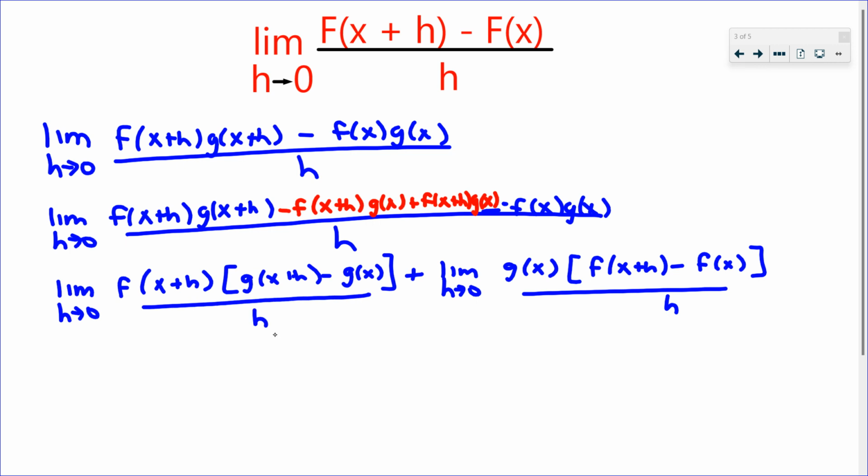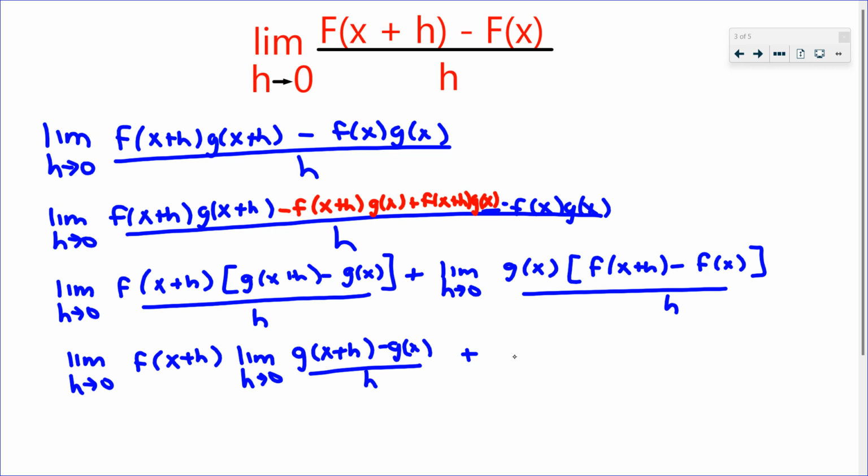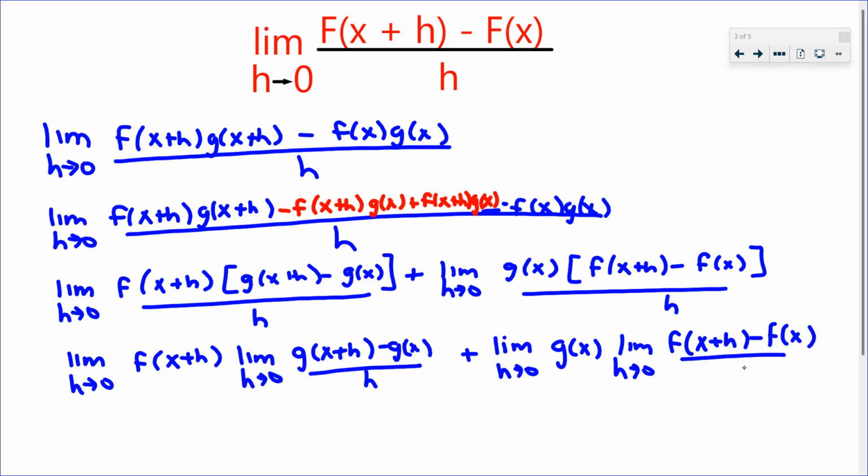Okay, now that we've done that with factoring, I'm going to separate this just a little bit further like this. The limit as h approaches 0, I'm just using all of my product rules of limits, of f(x+h) multiplied by the limit as h approaches 0 of g(x+h) minus g(x) all over h, and then plus the limit as h approaches 0 of g(x) multiplied by the limit as h approaches 0 of f(x+h) minus f(x) all over h. Okay, let's look at what we have right now.